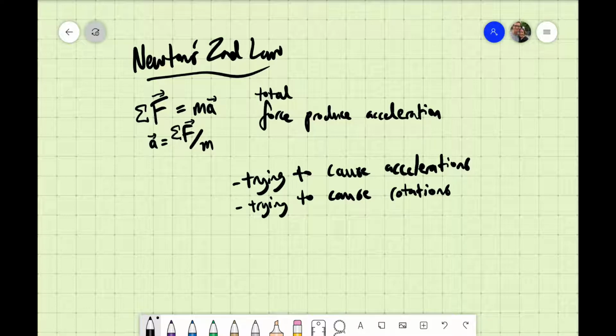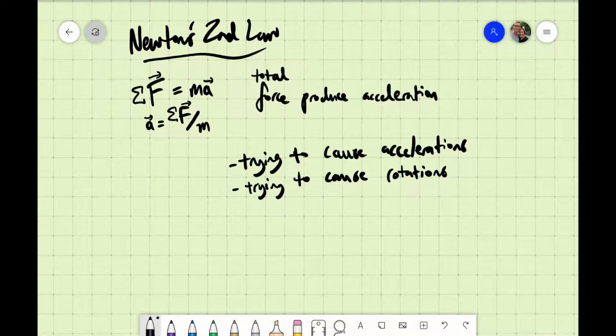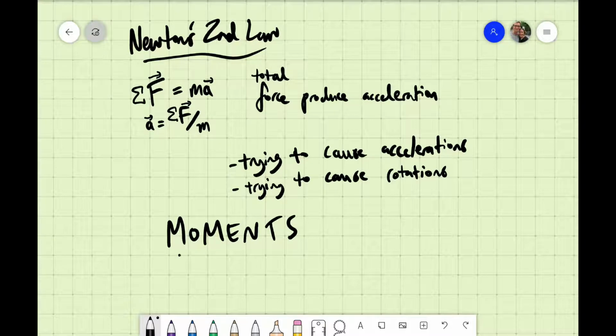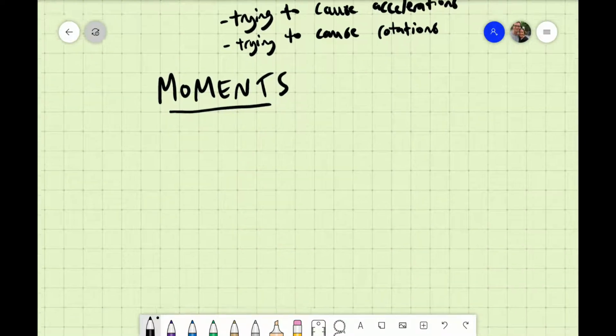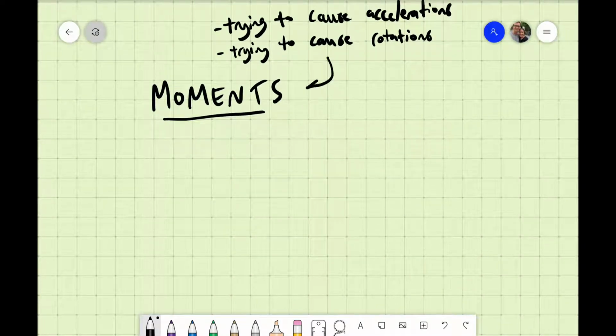And that's the whole topic of this. That's what the reading is for this week. It's all about moments. Moments are that extra situation where the force is trying to cause a rotation as well as the acceleration. So let me define some of the language. For some of you, this will be old hat and just a little refresher. For some of you, this is brand new and you've never seen it, never heard it before.